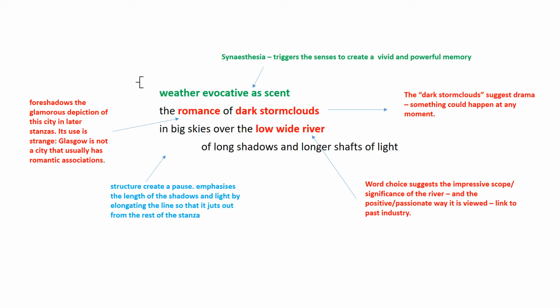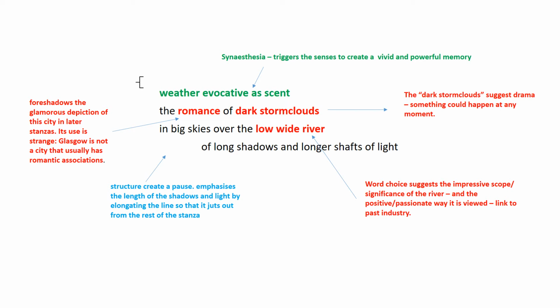We then have the low wide river, and the word choice of low and wide here really suggests how significant this river is. It's really impressive. It takes up a lot of space in the city. Think about the way that the River Clyde has been viewed throughout history. It's really positive, really passionate, the way it's viewed and its links to the past industry. She's getting in lots of information about old Glasgow through her depiction of this poem here.